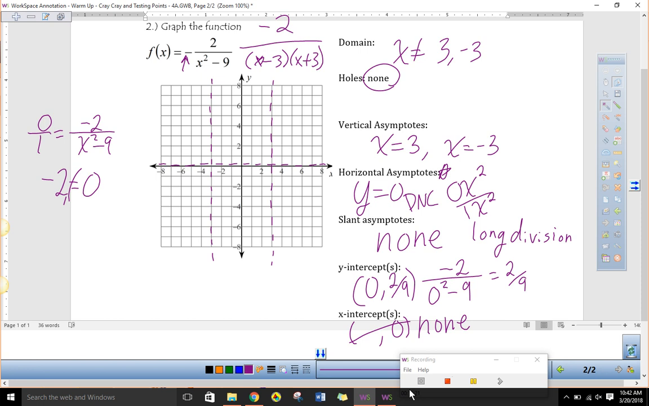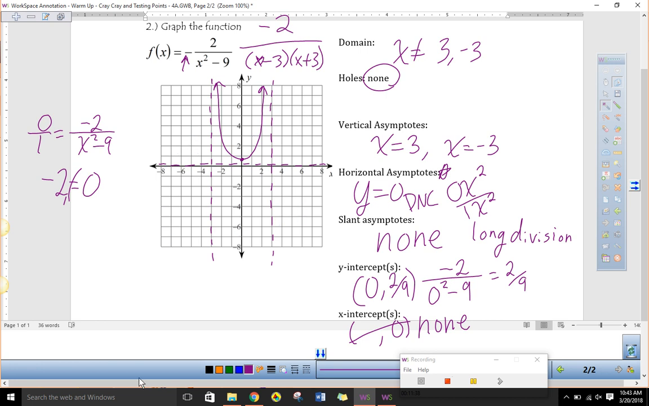How would I graph it? All that matters is, is it above or below my horizontal asymptote? Because that tells me where my graph is. So is 2 over 9 going to be above or below 0? That's all we care about. It's going to be above, and it's going to look like a parabola up here because it's that middle section. Does that work? All you're really doing with your points is comparing them. Is it above or below, above or below?